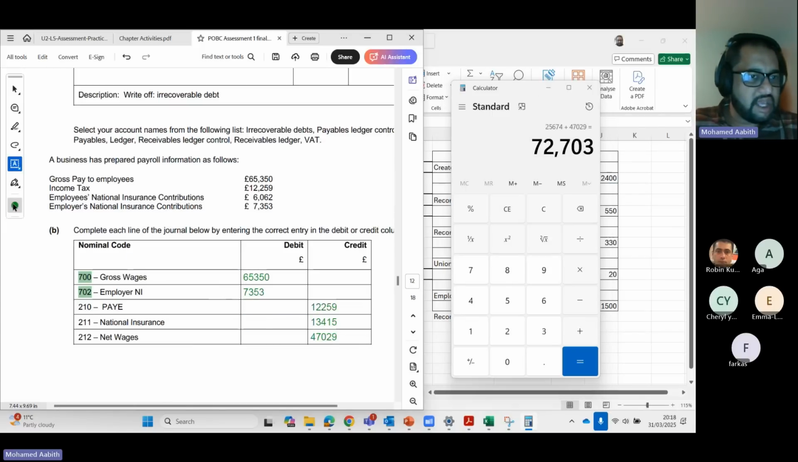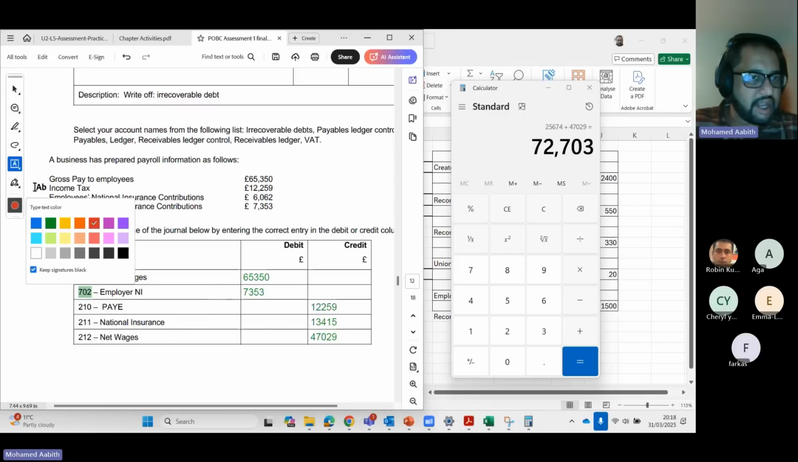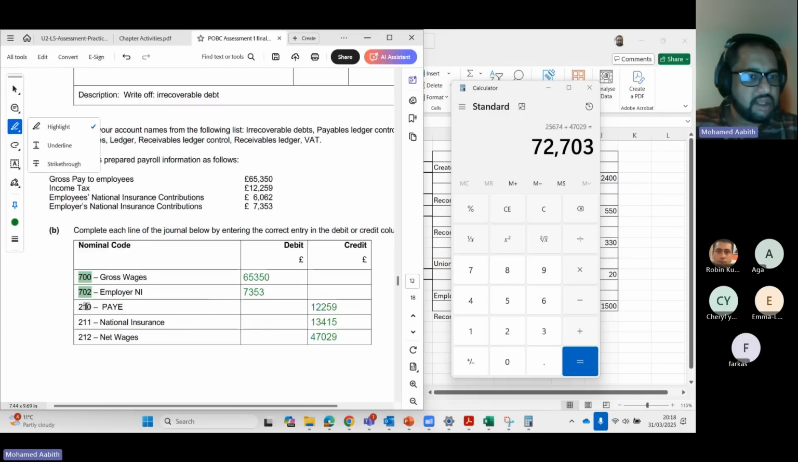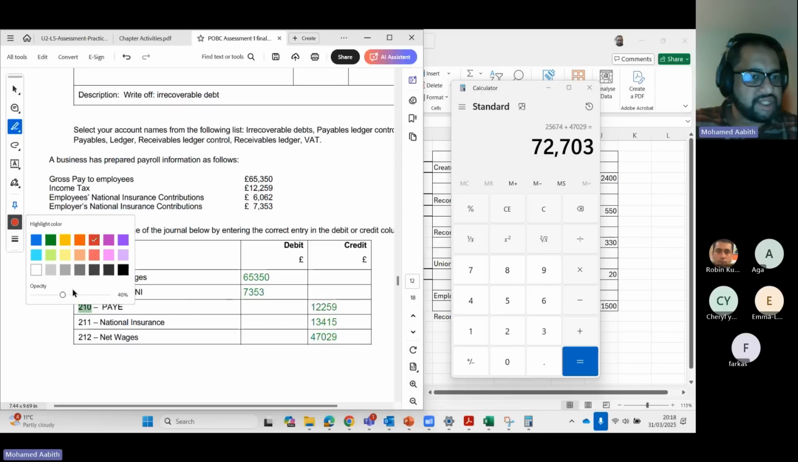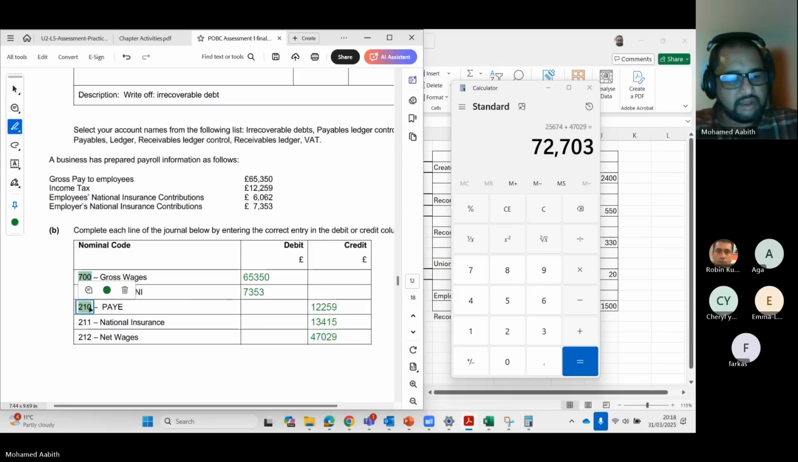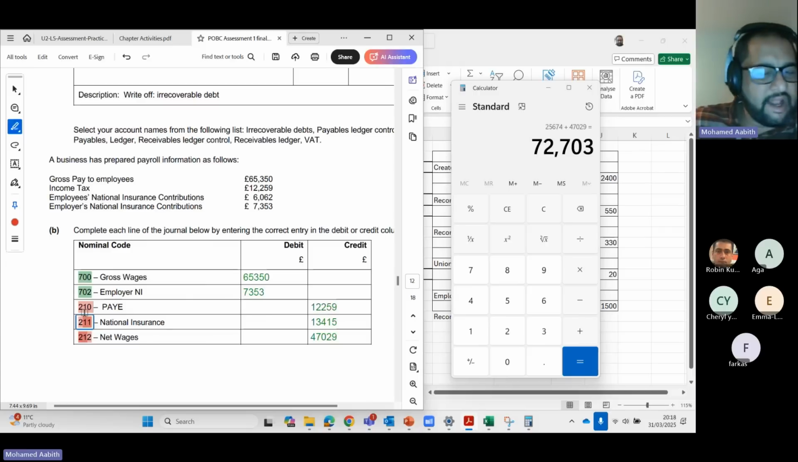Can you see here this number we highlighted now? According to this, they have different numbers. So let me check this. What is the meaning of that? Two. Two means these are all liabilities.